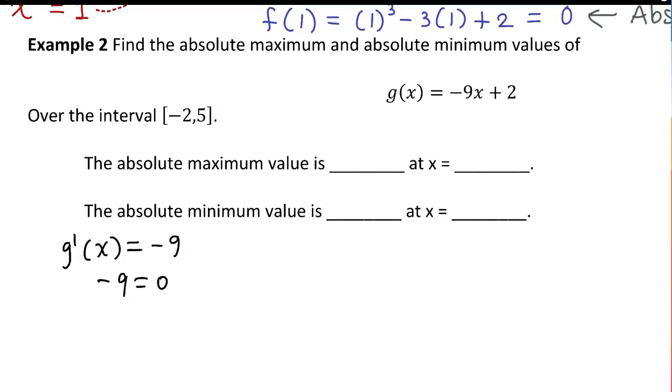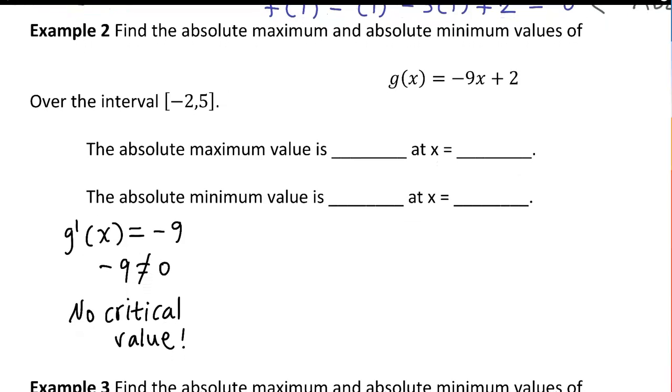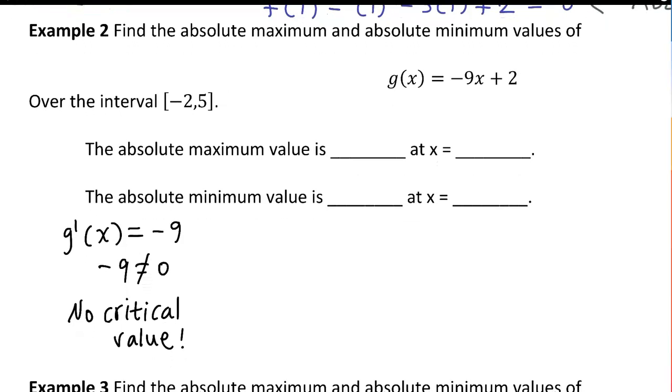No, right? So this just showed that there is no critical value. This function has no critical value. So what? We still have to check the endpoints. So now let's find g of negative 2 and g of 5. If you're wondering where you got these numbers from, these are just the left endpoint and the right endpoint.